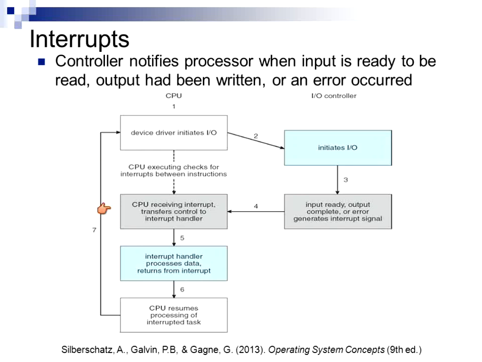Once it receives the interrupt, it transfers control to the interrupt handler, and this is where context switching takes place. The interrupt handler processes the data and then returns from the interrupt, and then it goes back to resuming the interrupted task. So it's actually the I/O controller that does the actual I/O, and when it's done, it generates that interrupt.